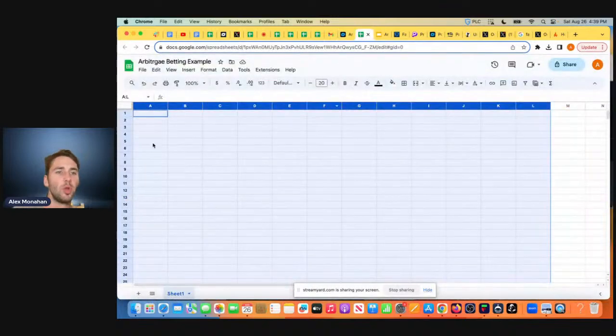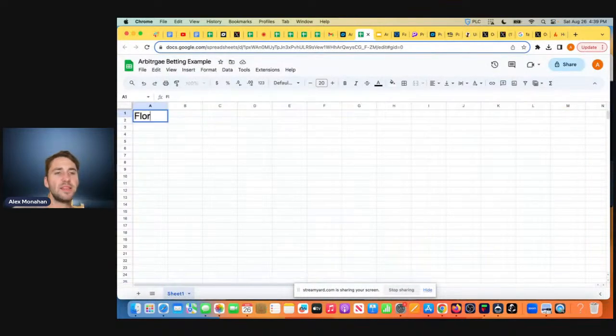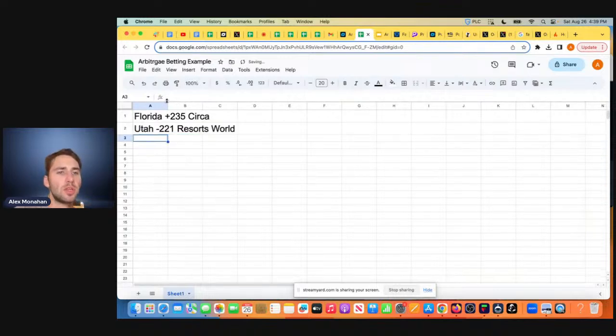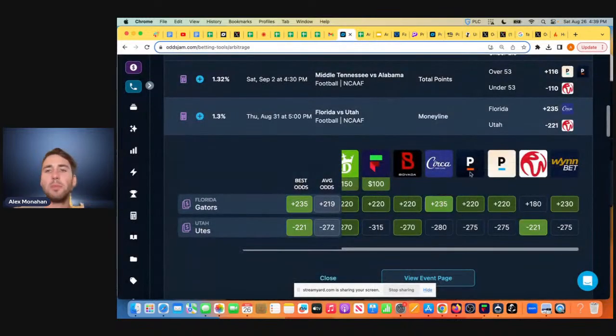So you can see Florida. The reason this is possible is all books set lines independently. So Florida is plus 235 odds on Circa. Utah is minus 221 odds on Resorts World. And we'll talk about the pros and cons of arbitrage. The con is you have to move quickly. These are inefficiencies in the market, so they're not going to last forever. You really need to move as quickly as possible to get in on the best arbitrage opportunities.